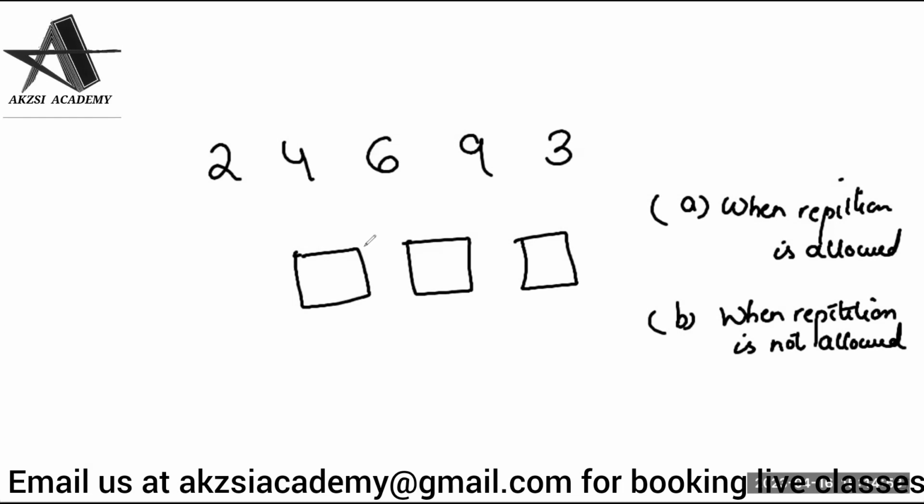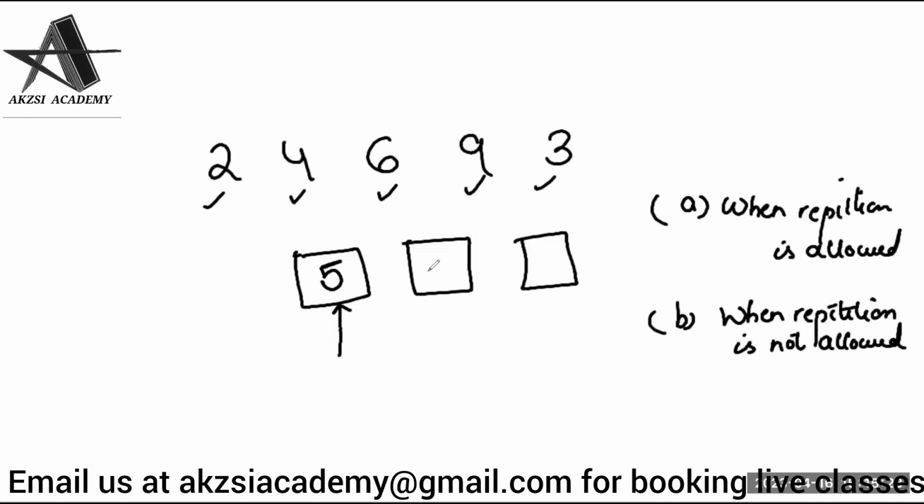I can use these 5 numbers. I can't use any number other than that, only these 5 numbers. So for the first box, what choices do I have? If repetition is allowed, I can pick 2, I can pick 4, 6, 9, 3. There is no restriction. That means I can pick any of these numbers. So I have 5 ways by which I can fill this box.